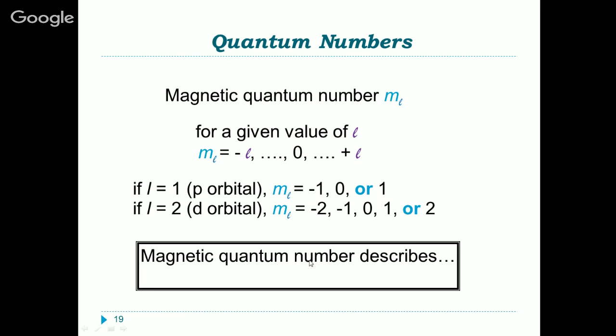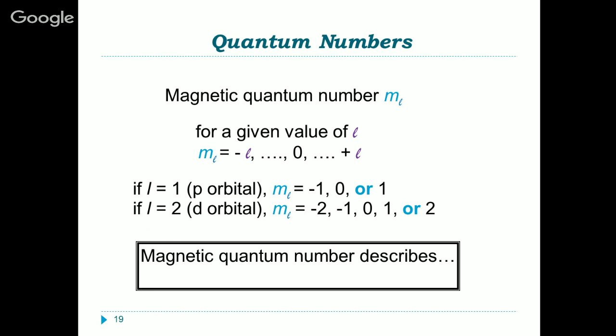So our magnetic quantum number describes the orientation in space for which your shape is allowed to be. We looked at L values, which told us the shape. This is where our electron can exist. In which direction is that shape facing? That's what we're looking at with the magnetic quantum number.